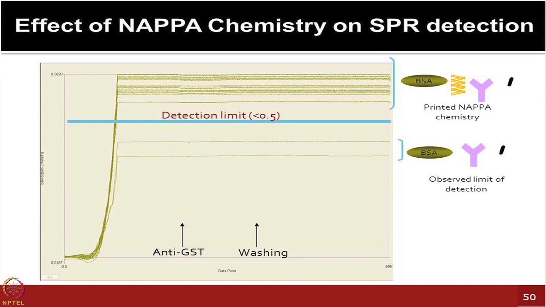So if you add the anti-GST antibody and you want to measure the binding of anti-GST with the GST protein, then probably you have no room here to see where the binding is happening, because it's already passing beyond the response unit of the equipment. So the next question was whether the same NAPPA chemistry can work here.